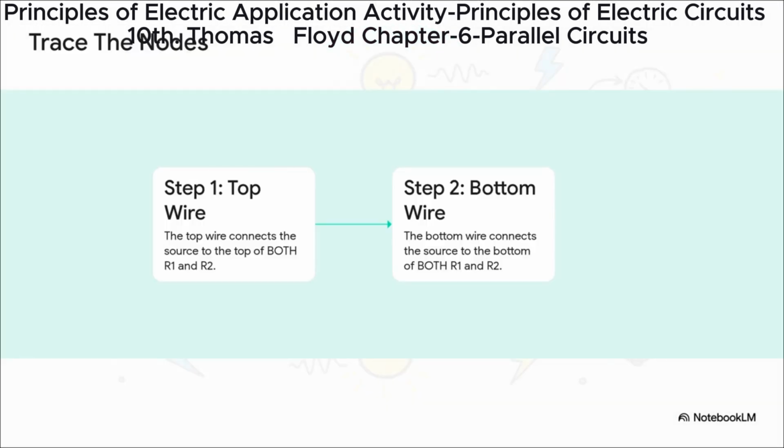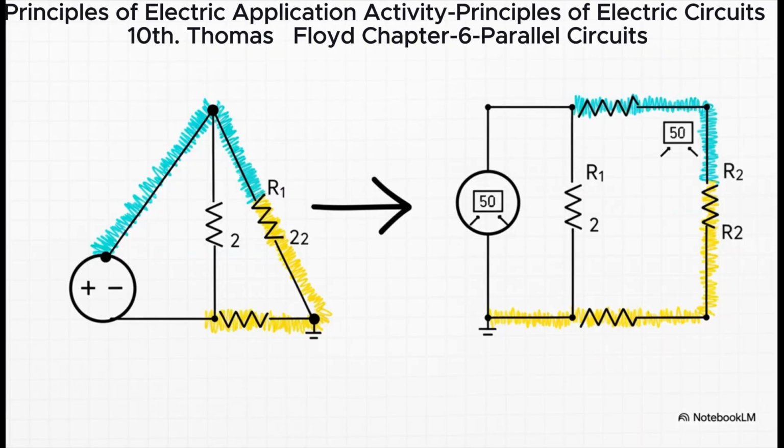Okay, let's do this together. Start at the top of the battery and trace that wire with your finger. It connects to the top of R1, and it keeps going and connects to the top of R2. See? That's all just one node. Now let's do the bottom wire. It goes to the bottom of R1 and continues right on over to the bottom of R2. That's our second node.